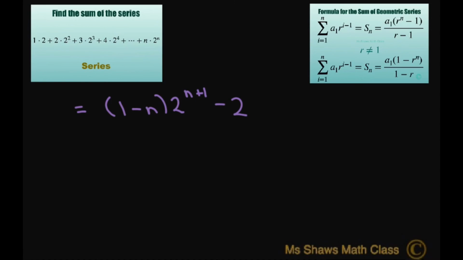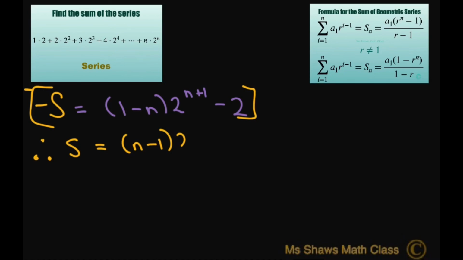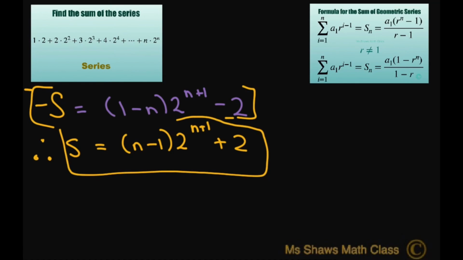Now this is negative S. So therefore, S is just going to be, if you negate everything through here, S equals n minus 1 times 2 to the power of n plus 1, and this changes to positive 2. And this will be your final answer.